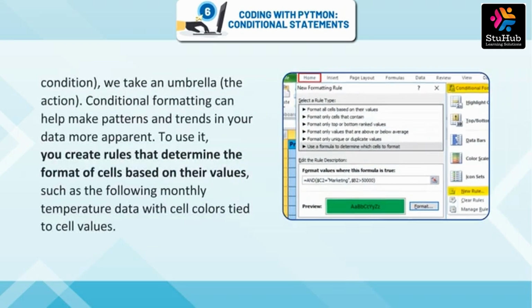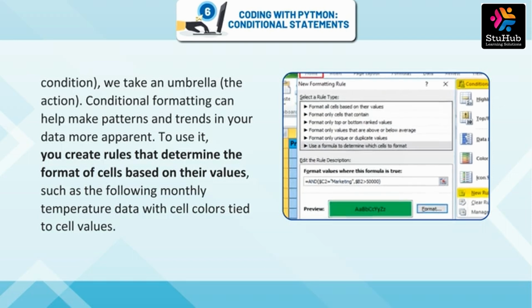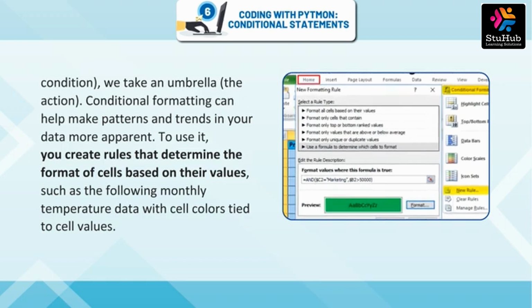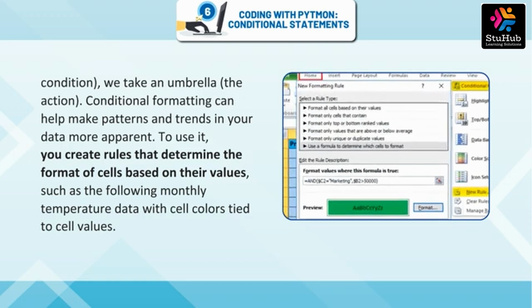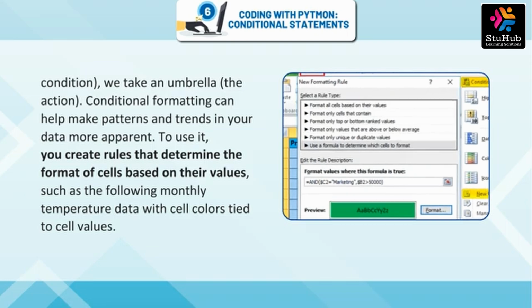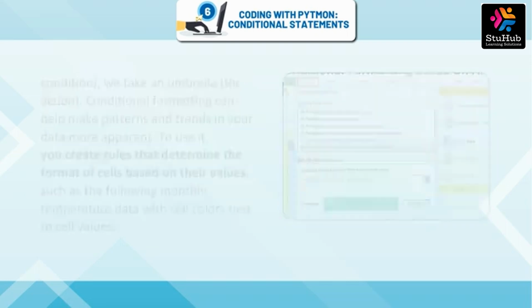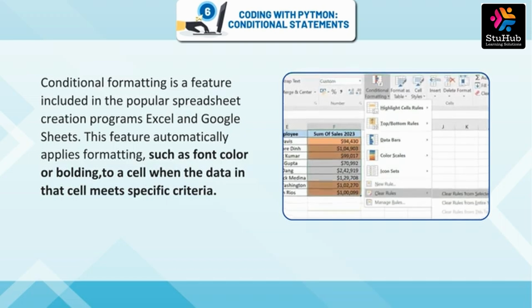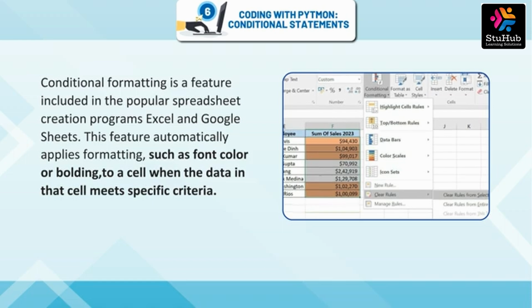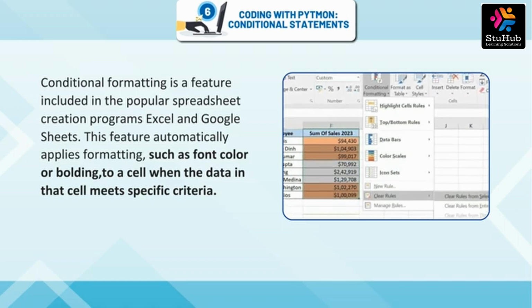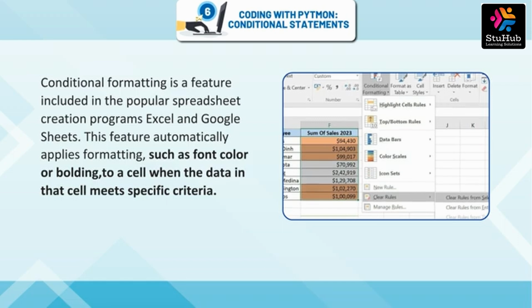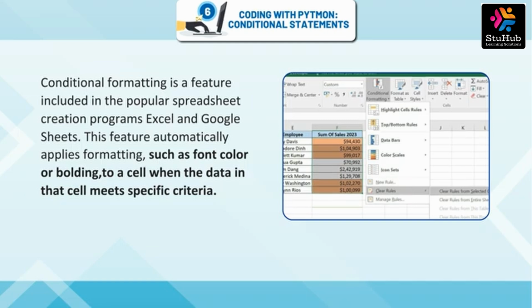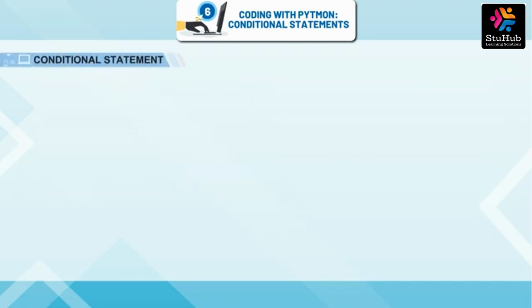Conditional formatting can help make patterns and trends in your data more apparent. To use it, you create rules that determine the format of cells based on their values, such as the following monthly temperature data with cell colors tied to cell values. Conditional formatting is a feature included in popular spreadsheet programs like Excel and Google Sheets. This feature automatically applies formatting, such as font color or bolding, to a cell when the data in that cell meets specific criteria.